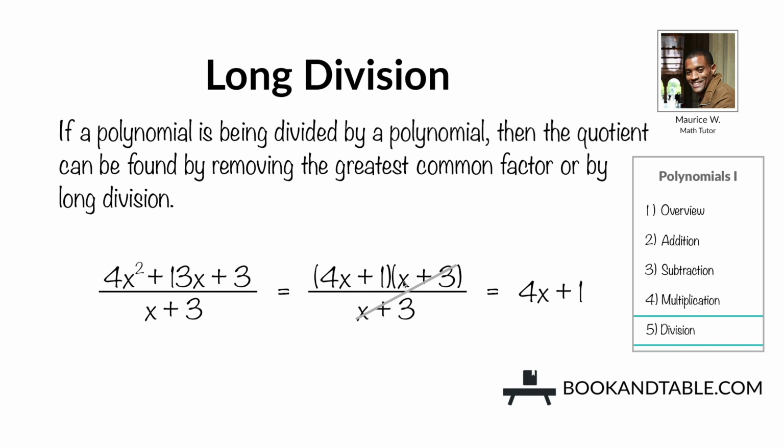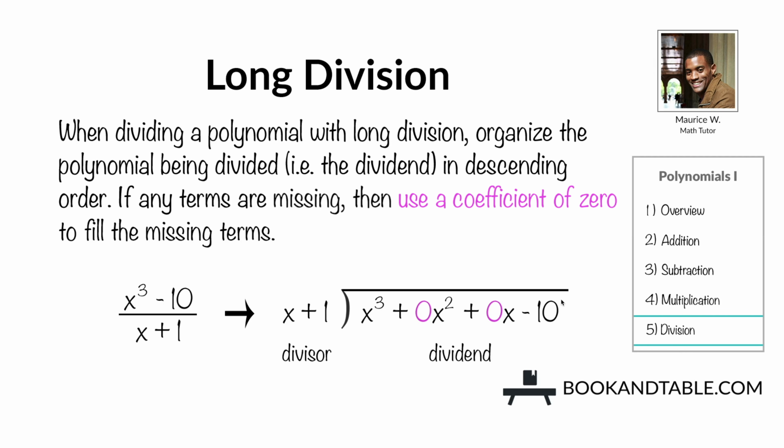We are going to save factoring for the second part to our polynomials chapters. So check out that video for all the different methods of factoring polynomials. But for this section, we are going to discuss long division. So I'm going to show you how to divide 4x squared plus 13x plus 3 by x plus 3 through long division instead, and we'll still get 4x plus 1. But before we do that, let's quickly discuss a few things.